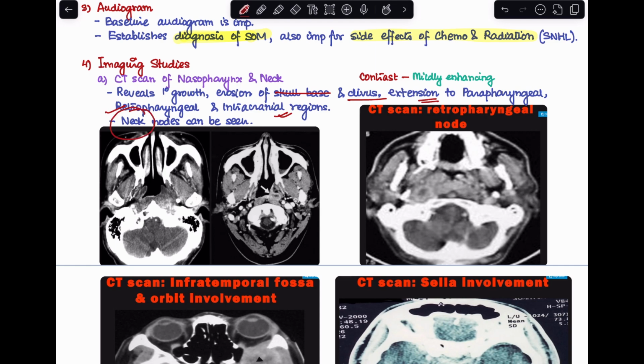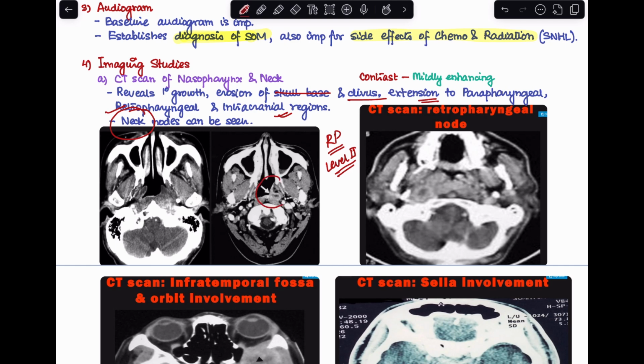If you remember about neck nodes, can you tell me what is the first node in the neck to be involved? The first node to be involved is the retropharyngeal node of Rouviere. Can you tell me what is the most frequent node to be involved? That is the level 2 lymph node. So, the CECT of the neck will also help us find out if there is any involvement of the cervical lymph nodes here.